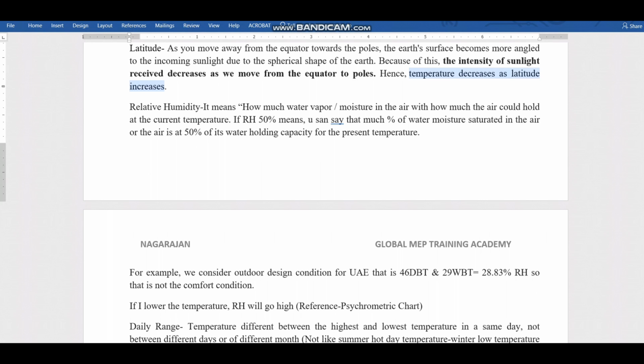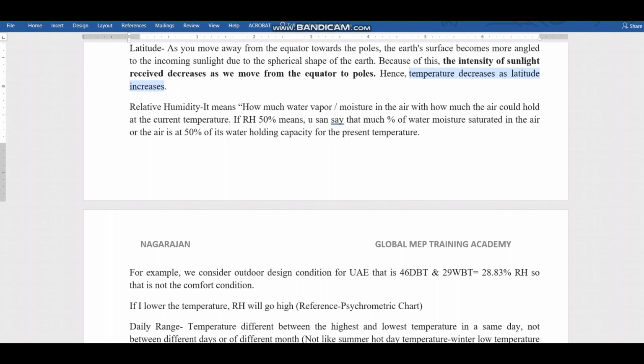For example, consider now at this time I ate 5 burgers. Tomorrow at the same time I can eat 10 burgers. That means I have eaten only 50% of what I can eat. So here, relative humidity of 50% means you can say that much percentage of water vapor is in the air, or the air is at 50% of its water holding capacity for the present temperature.